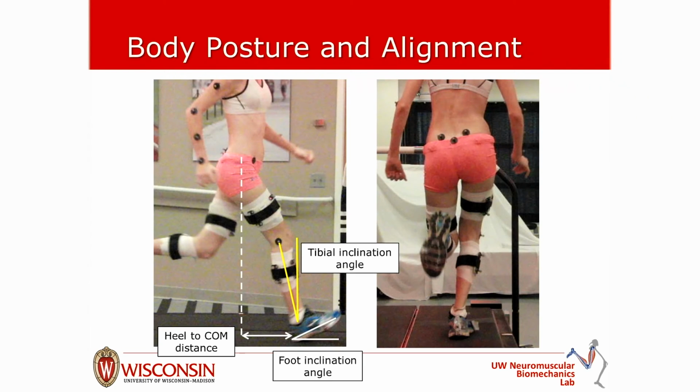Tibial inclination angle. How far off of vertical is this individual? This is a key measure that we look for in our high school runners. Again, stress fractures and shin injuries are very common among our high school runners. I want to make sure that this angle is as close to 0 as possible. Within 5 degrees, and I'm happy with that.